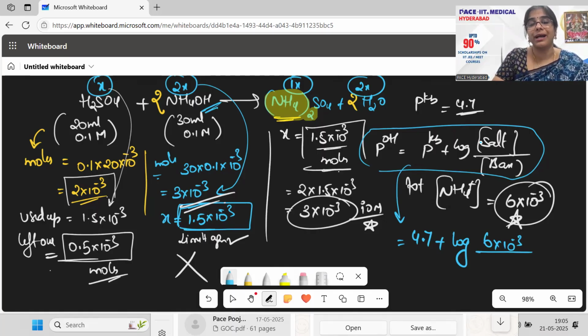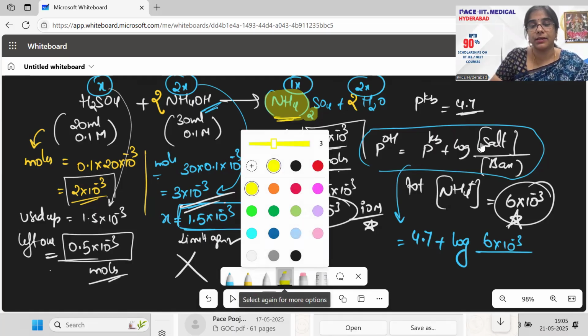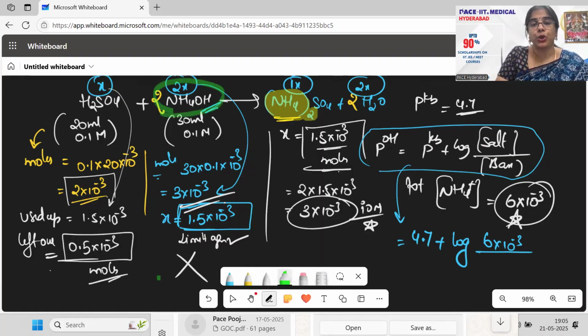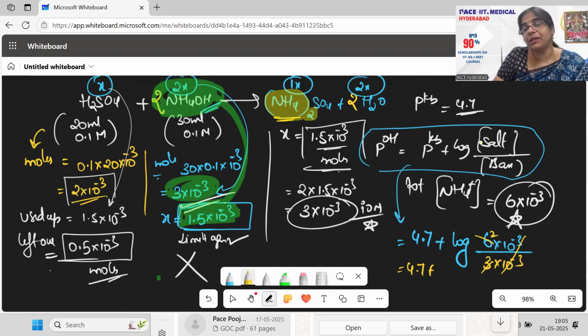OH ions, you have 2x OH ions. As you can see here, I would just mark it with some green one. 2H ions, 2x means x is equal to 1.5, which means 2x is equal to 3 into 10 to the power minus 3 ions released, which is 3 into 10 to the power minus 3, which is 2, log 2. So 4.7 plus log 2.